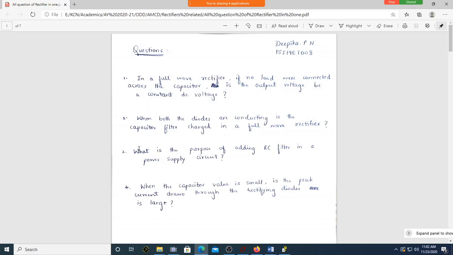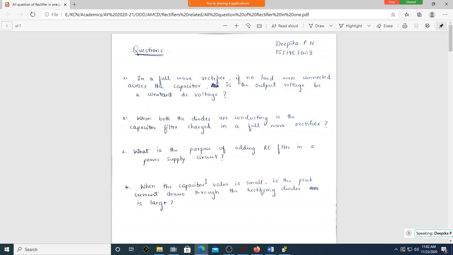Correct? Yes, sir. Okay, when the capacitor value is small, is the peak current drawn through the rectifier? No, actually, when the value of C is less, does the reactance offered by that capacitance become more?